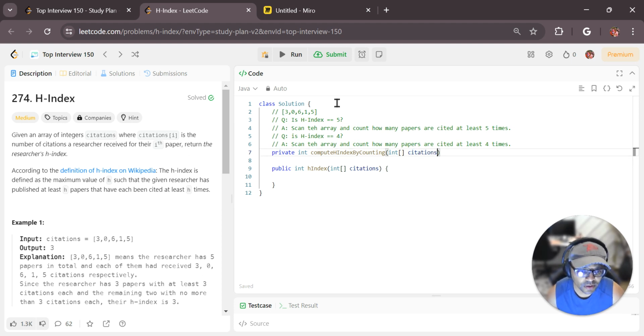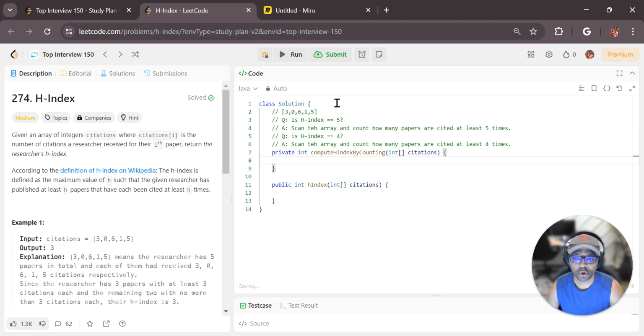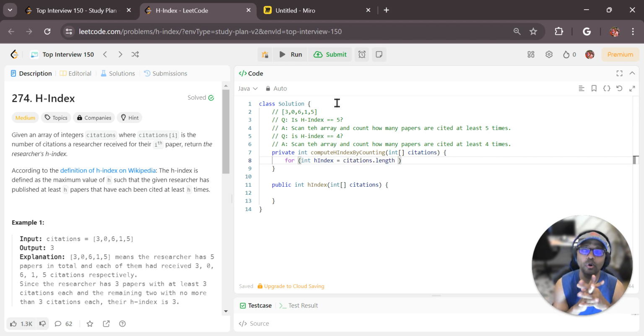Okay, sorry, citations. Yep, that's correct spelling. So like I said, let's start the potential H index from the maximum possible value. So for int hIndex equal to, and the maximum possible value is citations.length. Is it length or length minus 1? No, it's actually length, because it's the number of papers, right? The maximum number of papers is the maximum possible H value, and the number of papers will be given by the length, not length minus 1.